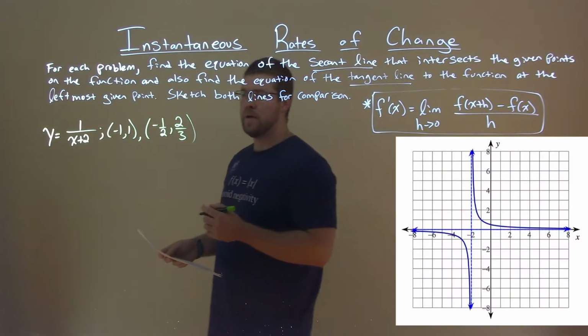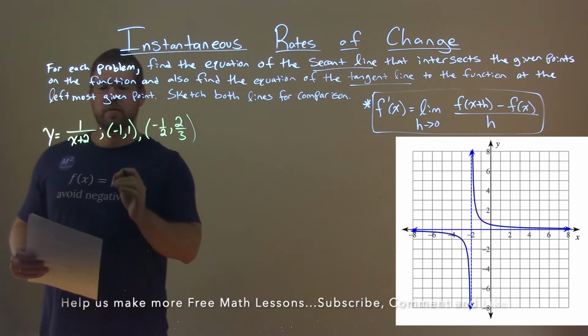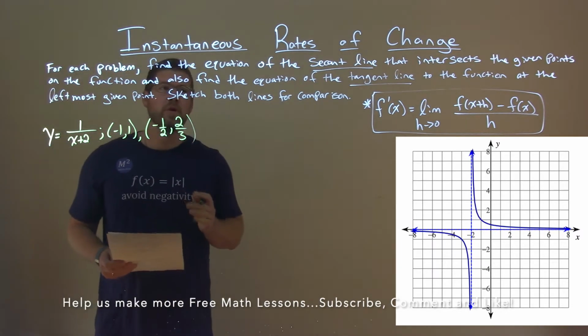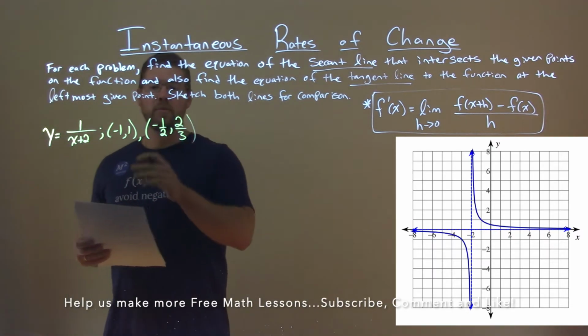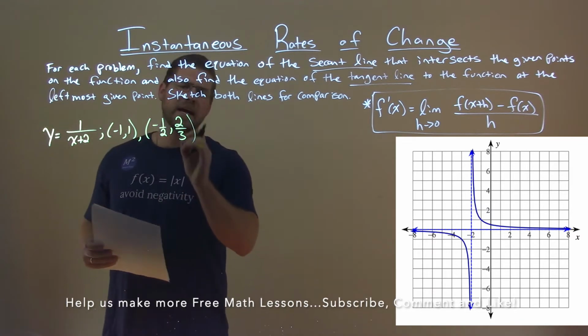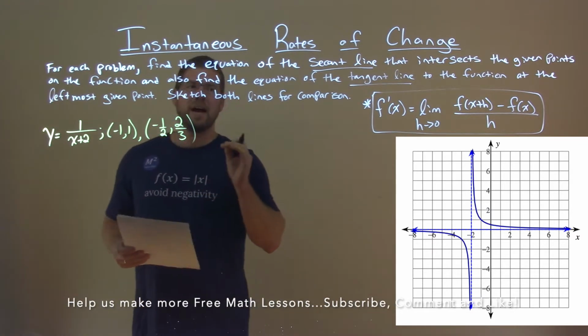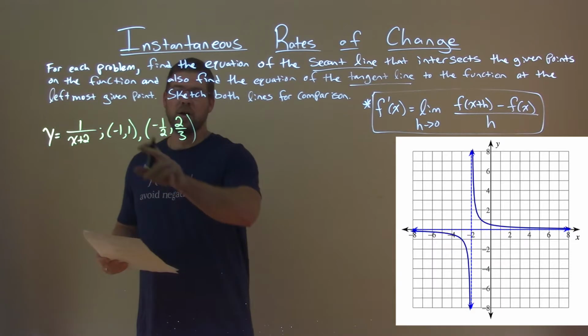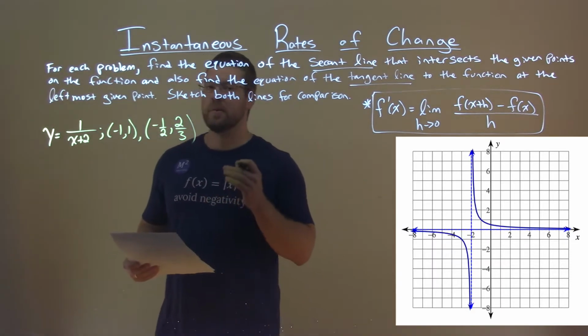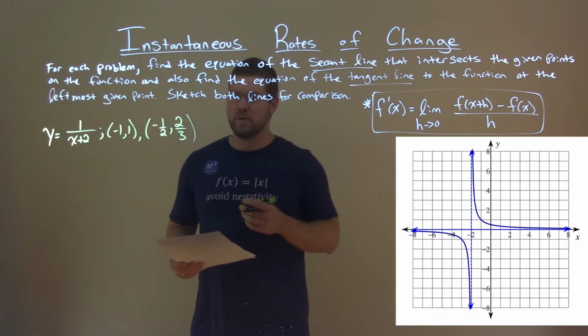We're given this problem right here, y equals 1 over x plus 2, and we want to find the equation of the secant line between the two points, negative 1, comma 1, and negative 1/2, comma 2/3, as well as the tangent line at our leftmost point, negative 1, comma 1. We're going to sketch both of these graphs.